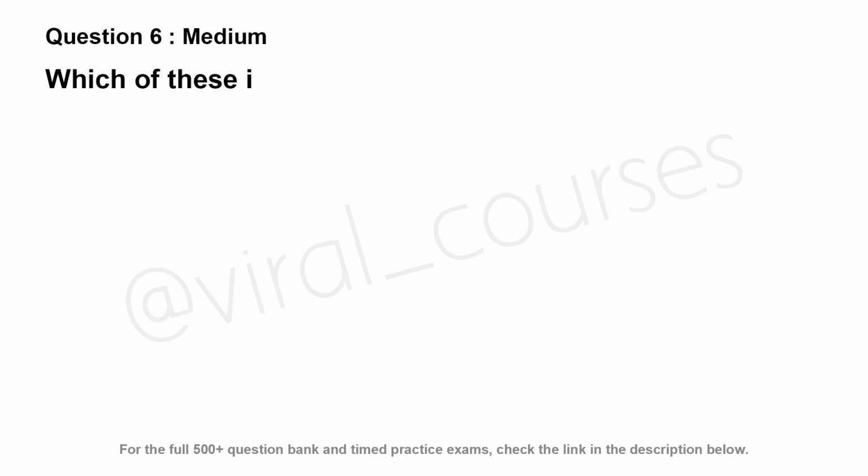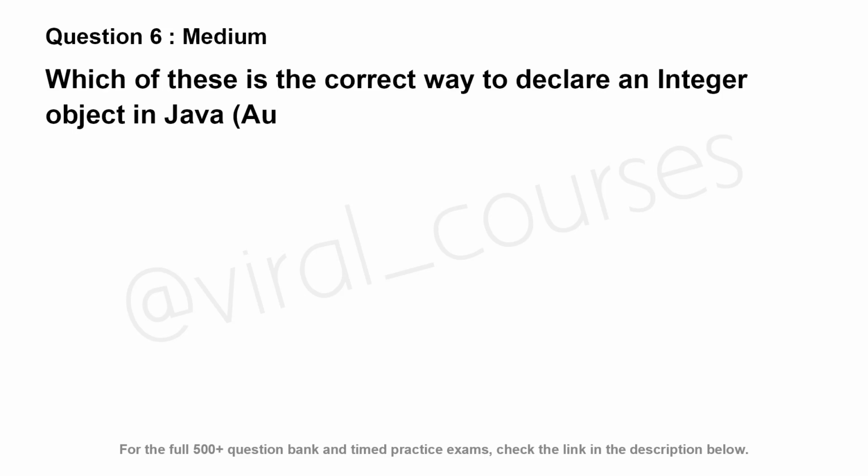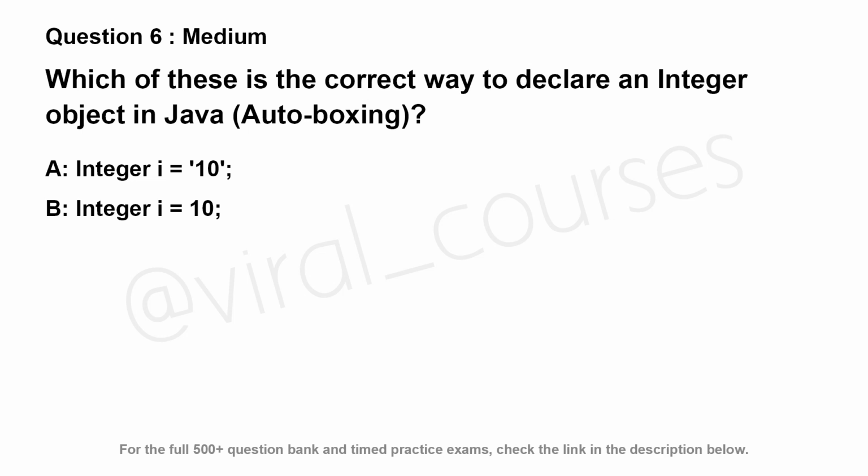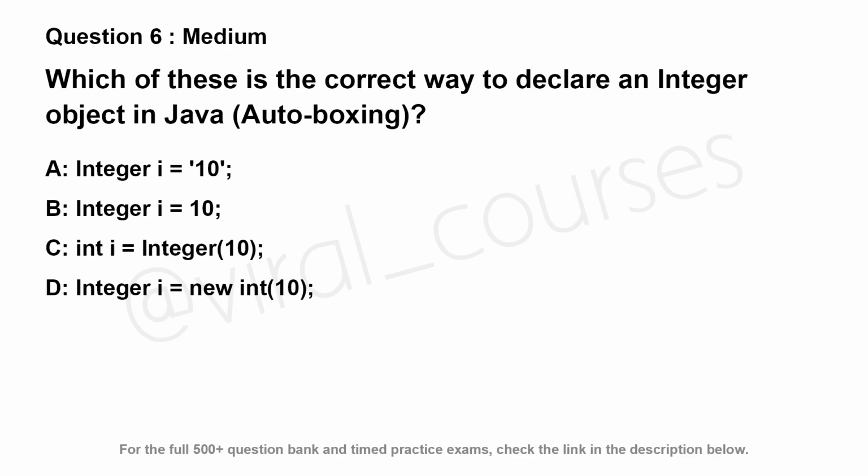Which of these is the correct way to declare an integer object in Java using autoboxing? Option A. Integer i equals 10. Option B. Integer i equals 10. Option C. int i equals Integer 10. Option D. Integer i equals new int(10).